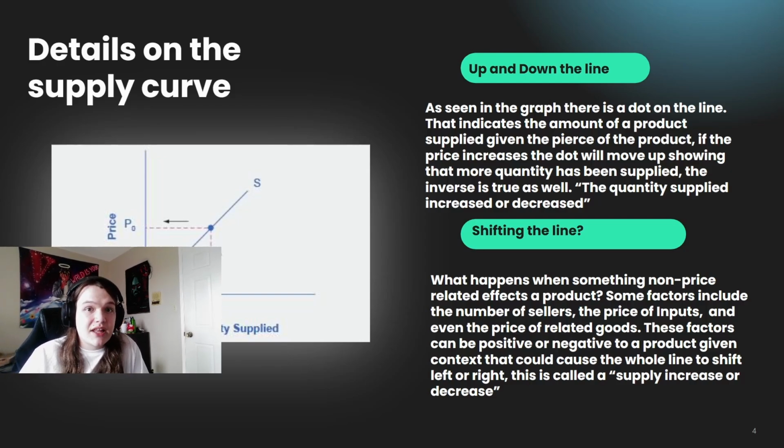But it can shift the line. Factors can shift the line. And what this means is the whole line will move left or right, and this can be because of the number of sellers, price inputs, and even the price of related goods. And it can be positive or negative. If it's positive, it'll shift the line right. If it's negative, it will move the line left. This is called just a supply increase or decrease.